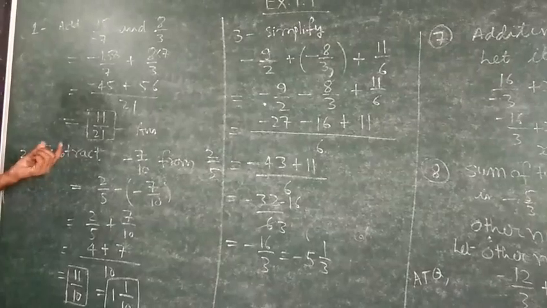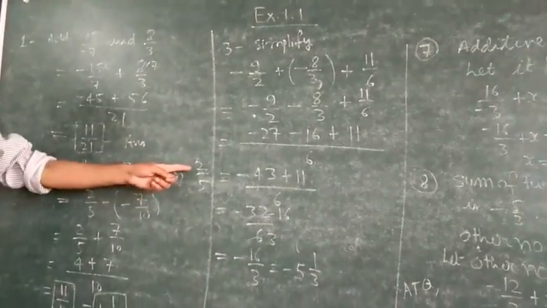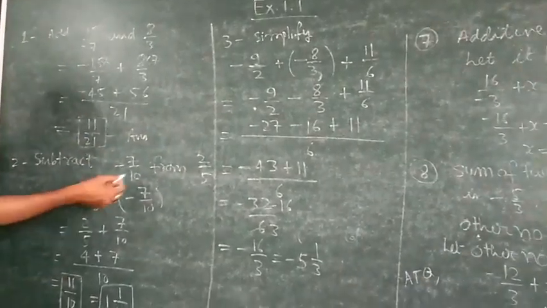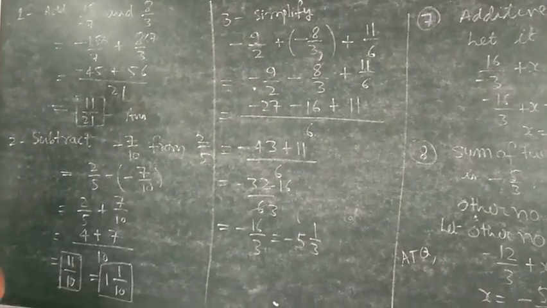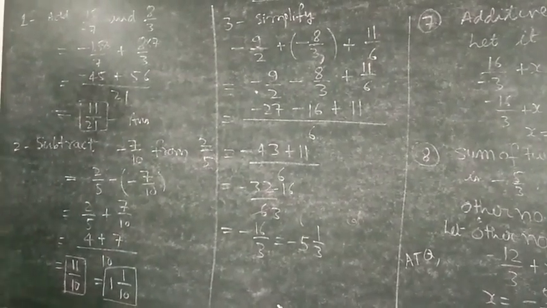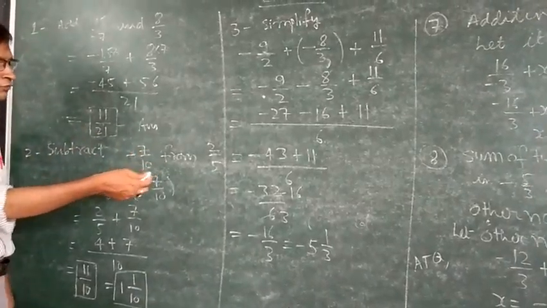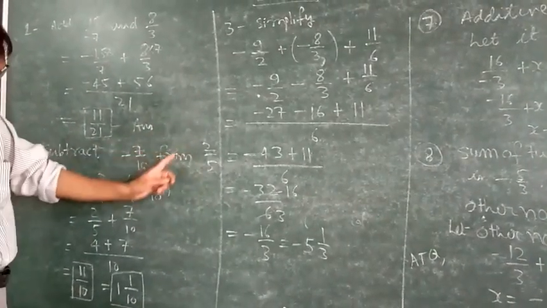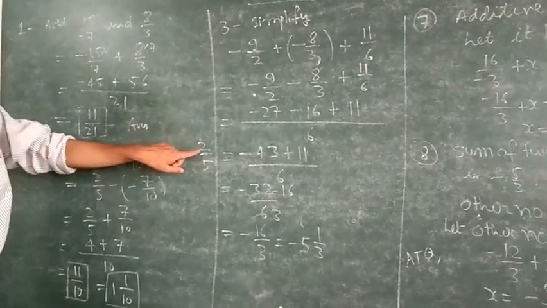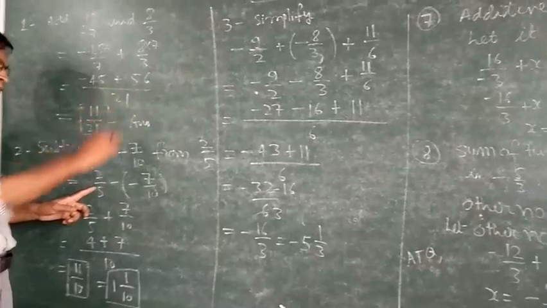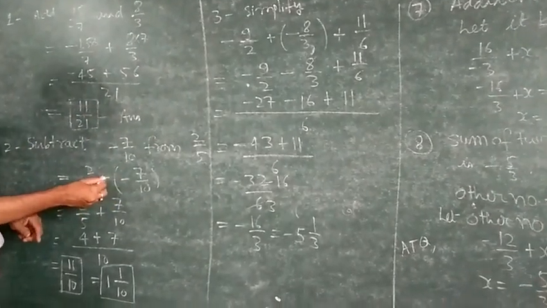Now, in the second question, we have to subtract minus 7 upon 10 from 2 upon 5. We have to remember one important point always: whenever subtraction is there, we first write the number which is given after 'from'. The number given after 'from', 2 upon 5, we write first, and the number given before 'from' we write later, with a minus sign in between.